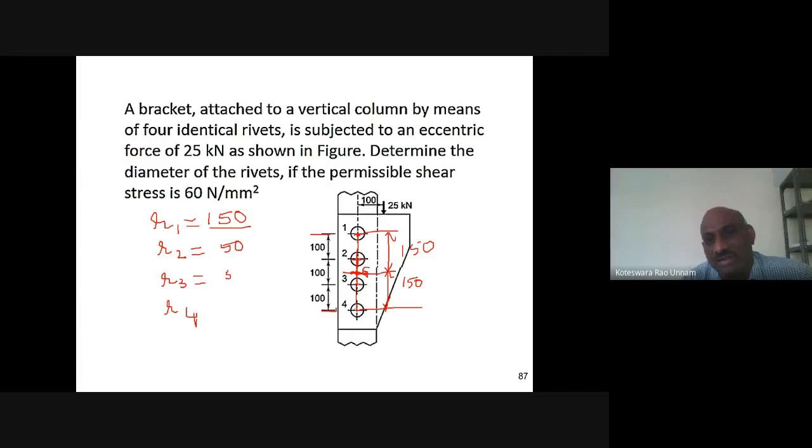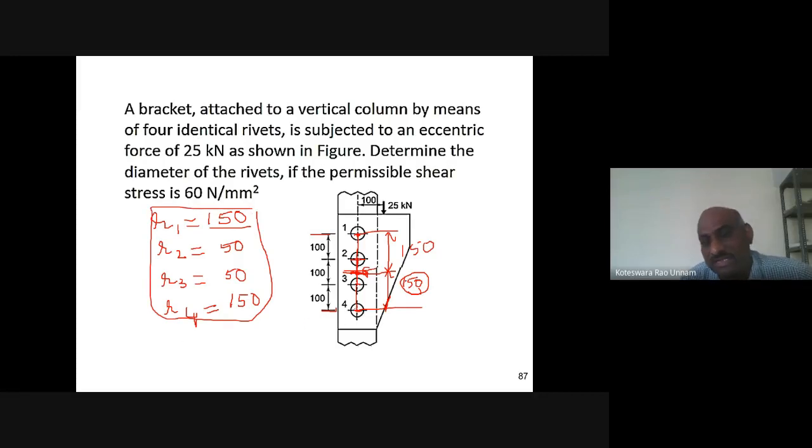We don't bother whether this is a positive value or a negative value. Simply we consider only the magnitude. Then what is R4? R4 is going to be 150. R4 is also 150. So from G to this center line, this is also 150 only. So like this, I can estimate the values for R1, R2, R3, R4.